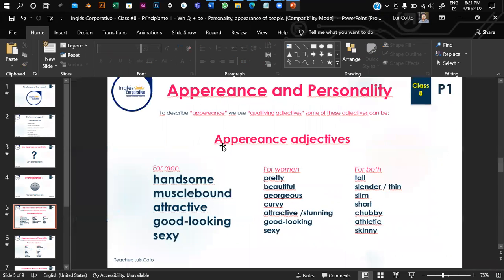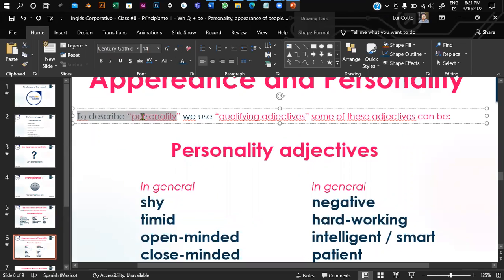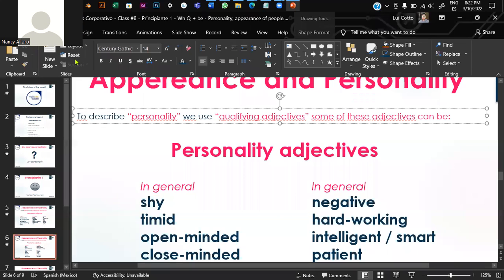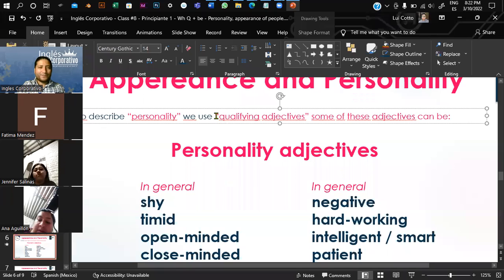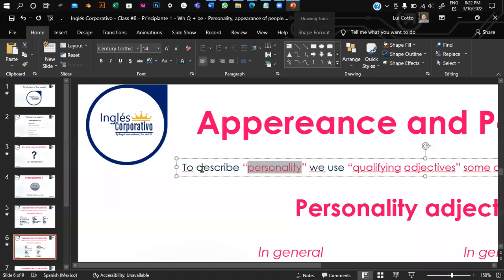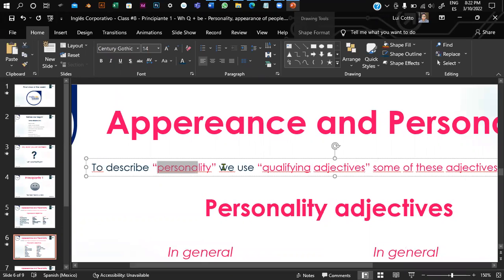Okay, let's continue. I will show you the next one. Let's read. Who wants to read to describe? Me. Okay, Kenny, please, help me with the microphone. Thank you very much. Okay, to describe, let's read. Someone of you, to describe. Come on, any of you can read.